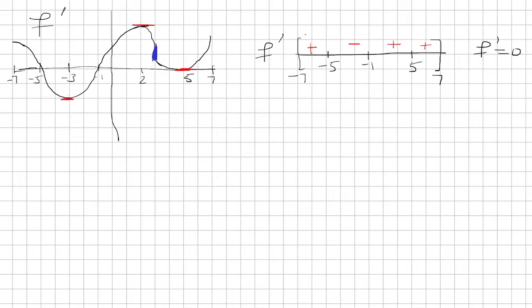So if the derivative is positive, that means f is increasing. If it's negative, it's decreasing. So in order for there to be a relative minimum, you have to go from decreasing to increasing. So that's going to be at -1. So there's a relative minimum at x equals -1.